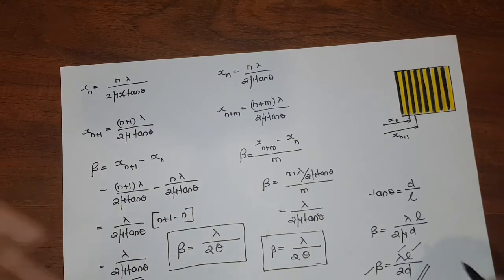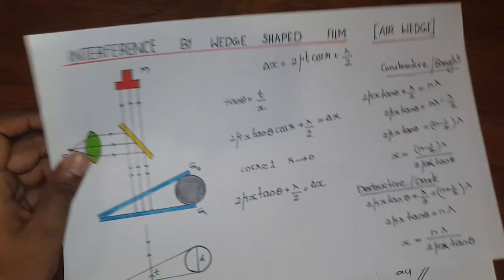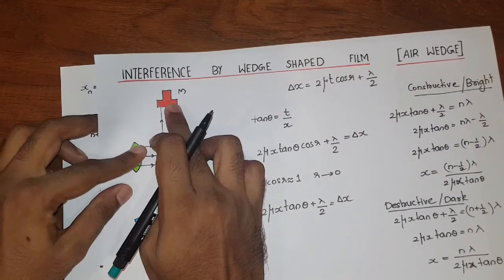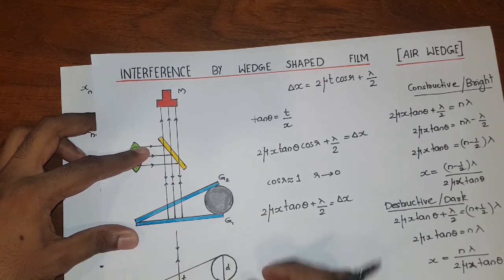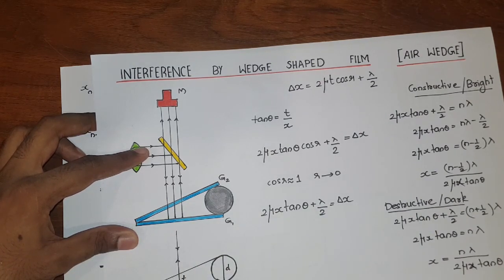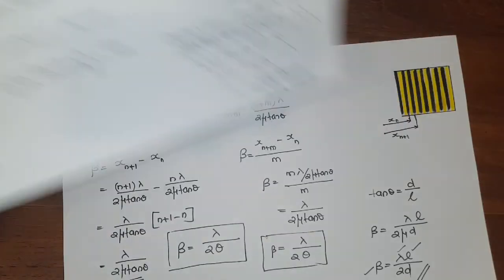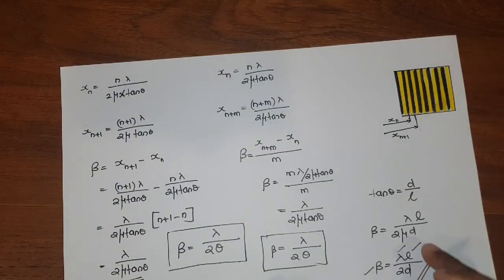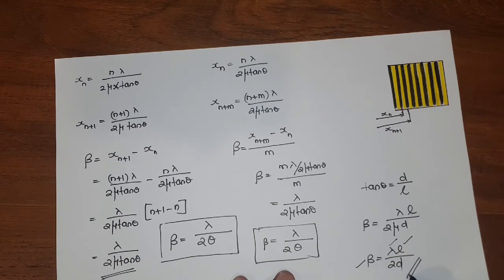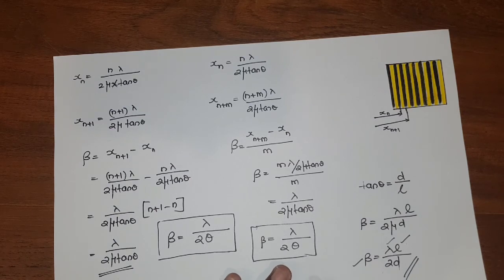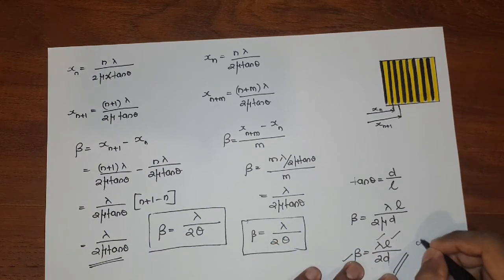The L value can also be known with the help of the traveling microscope. Place the crosswire of the microscope at this end, then move the traveling microscope to this end. Just subtract those two positions, and you will get the value of L. So L is also measurable with the help of the microscope, and by utilizing these values you can find the diameter of the thin wire that is placed in the air wedge. So the diameter will be lambda L by 2 beta.